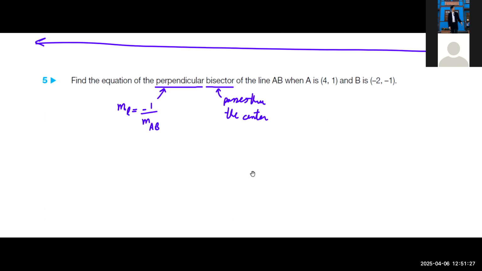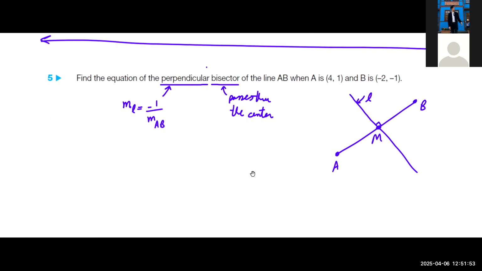Because if it's perpendicular, then the slope of this line, the perpendicular bisector line, will be the negative reciprocal of the slope of AB. Because see, if AB is like this, the line that we're talking about is like this. This is our line. And for example, if this is A and this is B. So these are the two things that we've understood. We need to find the midpoint and we need to find the slope of the line.